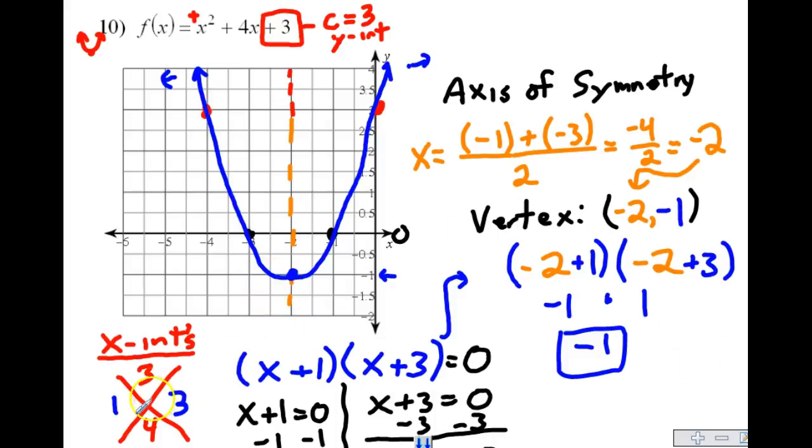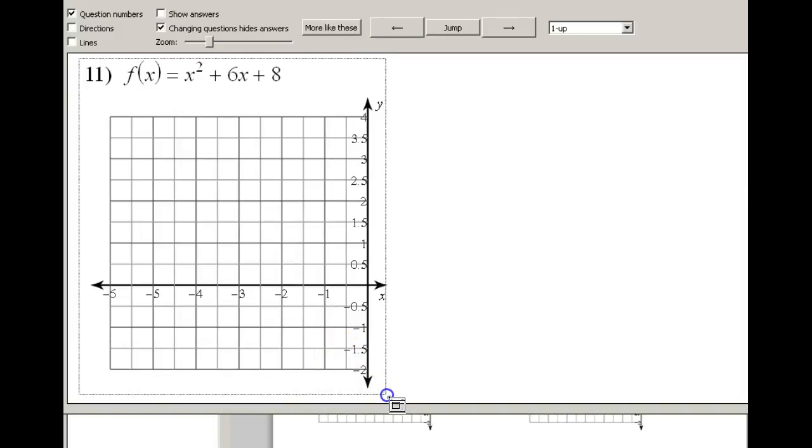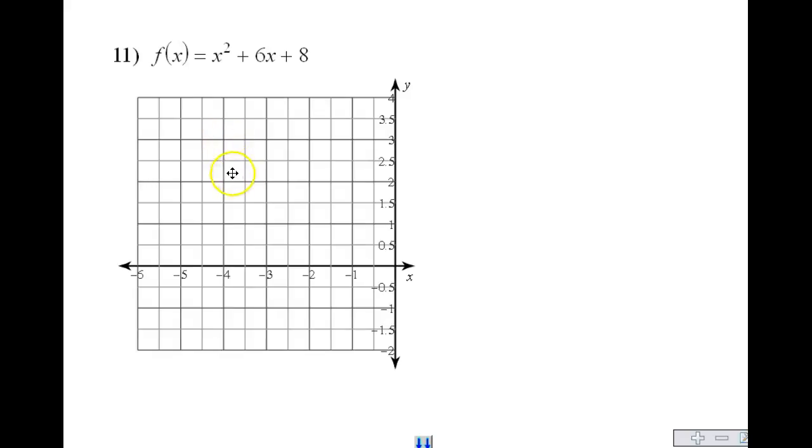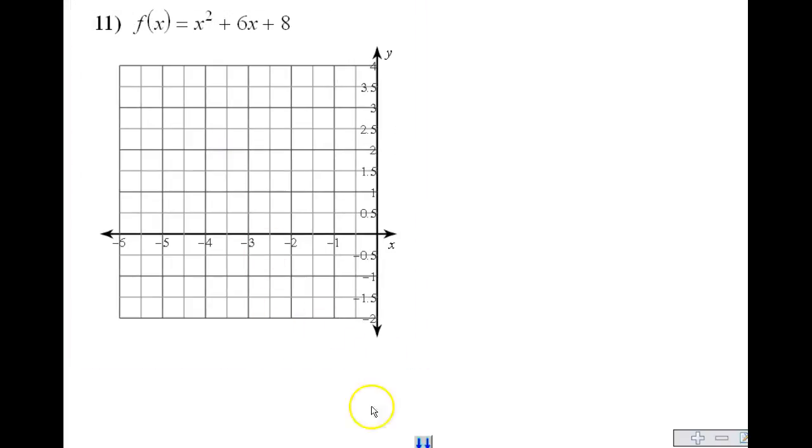Let's practice one more, see how that goes. Let's try this one. Give that a go. Use the exact same steps we just did, and see how your graph turns out.